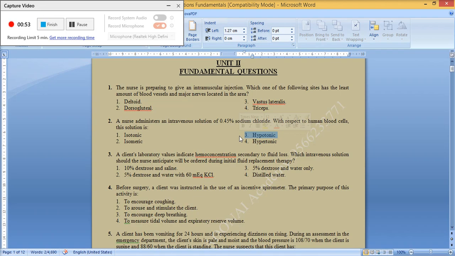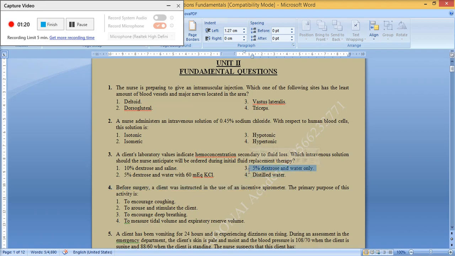Which intravenous solution should the nurse anticipate will be ordered during initial fluid replacement therapy? 1. 10% dextrose and saline. 2. 5% dextrose and water with 60 milliequivalents KCl. 3. 5% dextrose and water only. 4. Distilled water. Answer 3. 5% dextrose and water only.